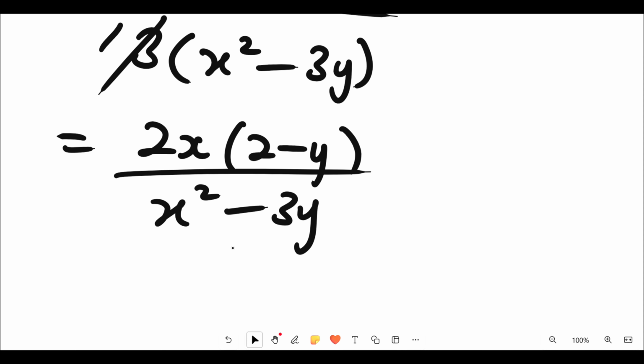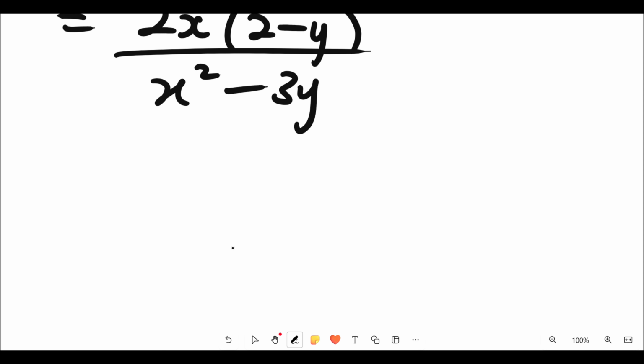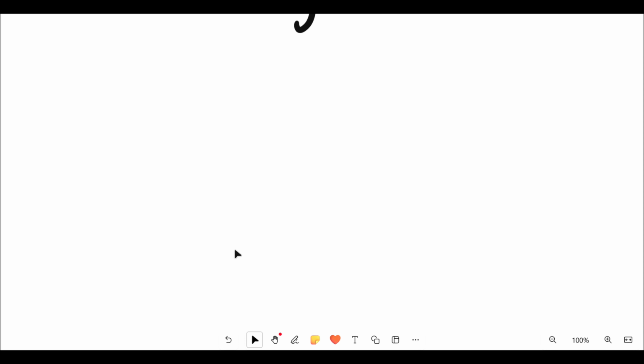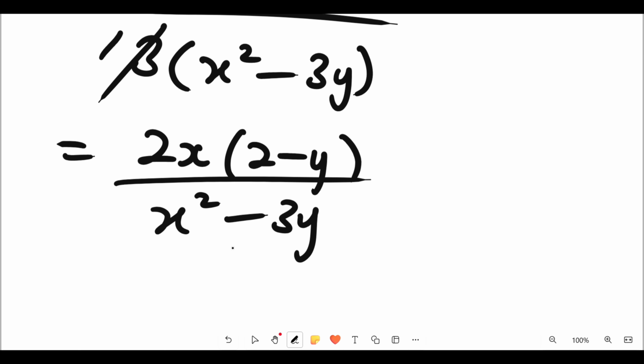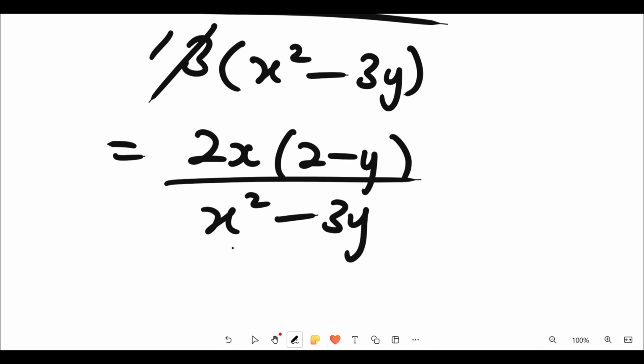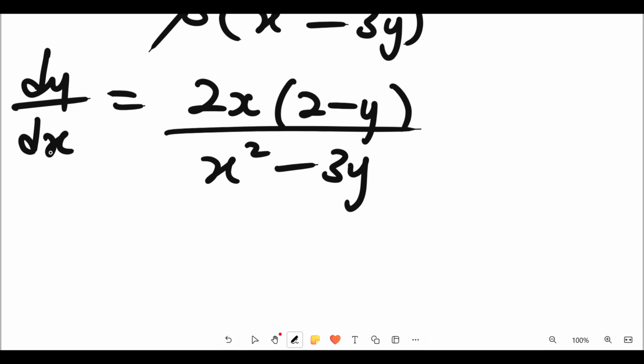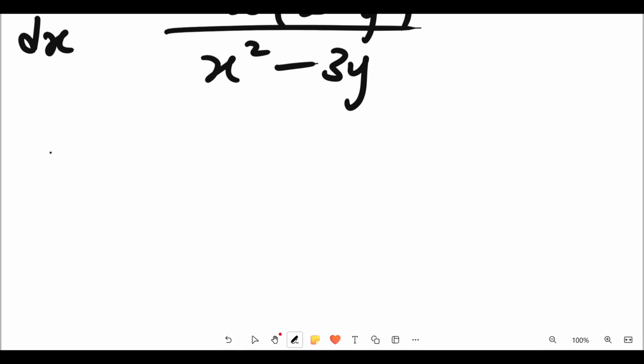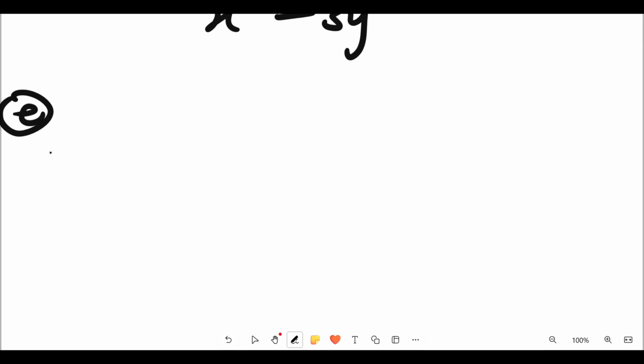Now let's take one more example. We are going to look at example E. So let me conclude here. This is our dy/dx, which is the same as y prime. So dy/dx is equal to 2x multiplying a bracket of 2 minus y, all divided by x squared minus 3y. Let's take another question and see how best we can go about it.